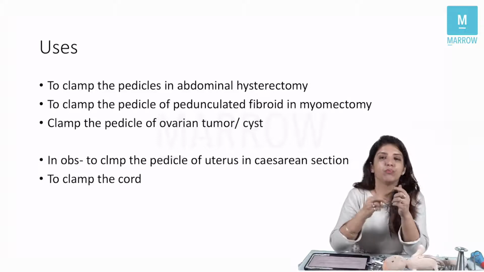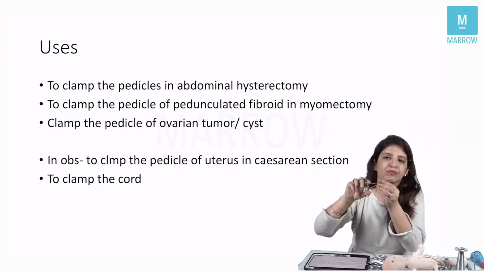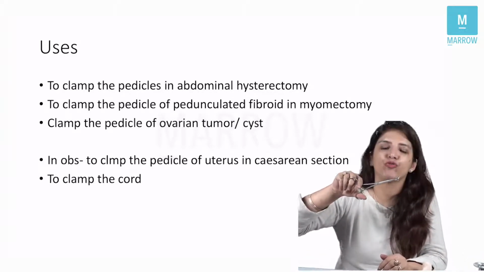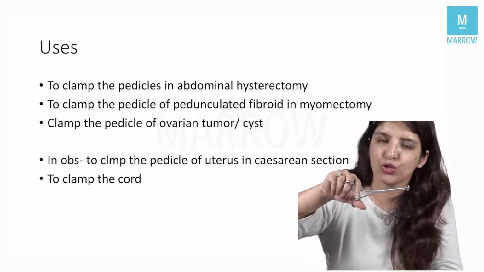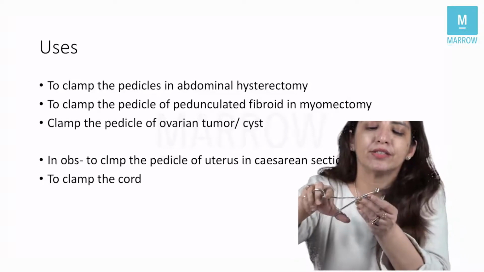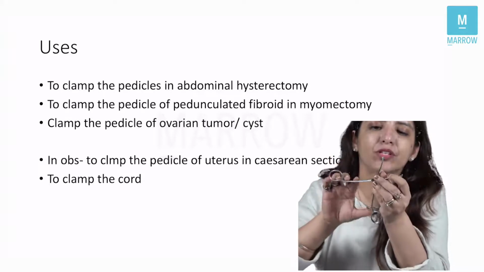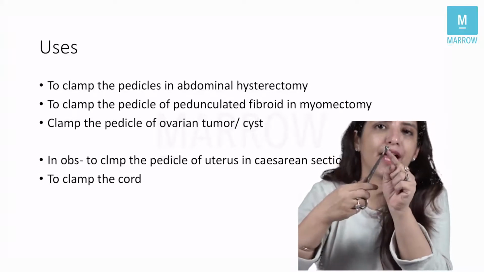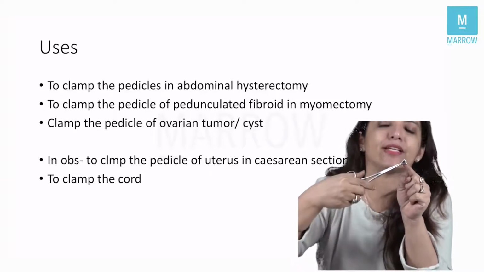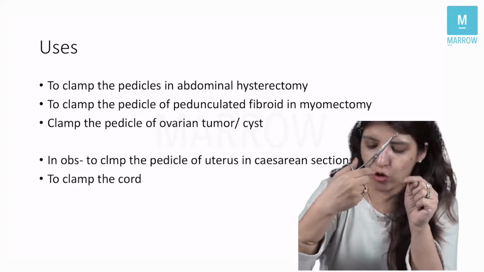Now, the last forceps which I want to show you is a Babcock's forceps. This forceps is very different from the earlier forceps which I have shown you. In all the earlier forceps, teeth were present at the distal end. Here, at the distal end, there are no teeth present. It's flat. The tip of the distal end is curved and there is a gap in between so that it can hold delicate tubular structures, right? This is a Babcock's forceps.